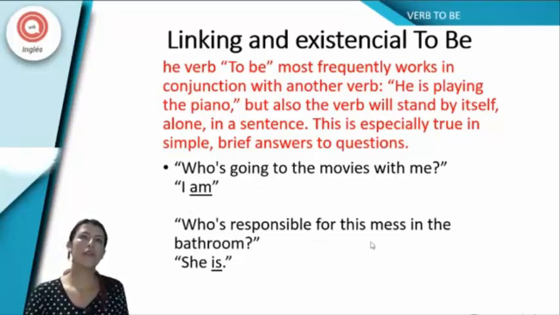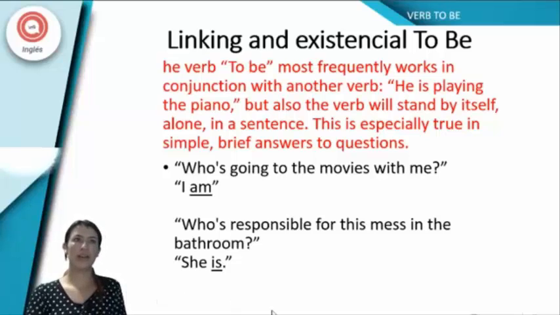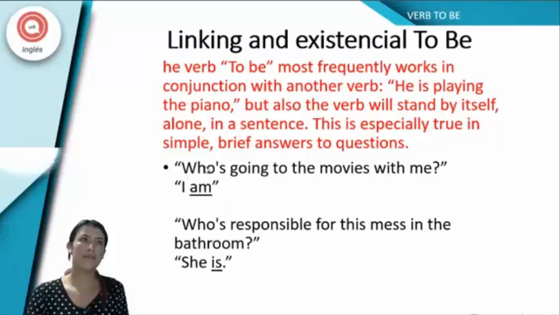Who's responsible for this mess in the bathroom? She is. You don't need to answer anything else. And verb to be is standing alone with no complementary information or any other verb. Okay? So most of the time, this is an existential to be.